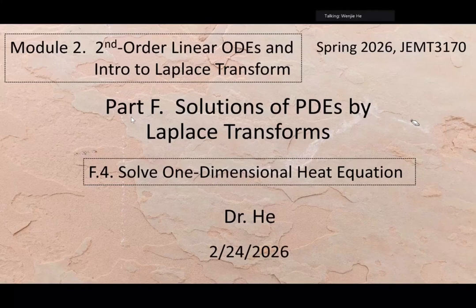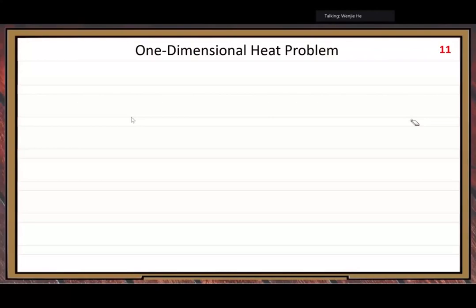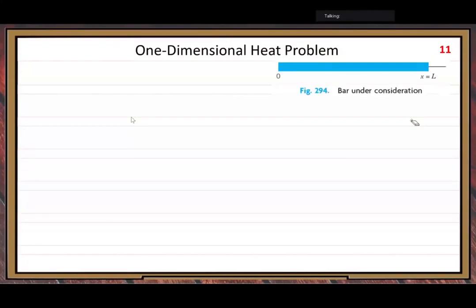The heat equation is slightly different if you compare it with the wave equation. Here we consider a bar. The length is capital L. The left end is at 0 and the right end is at x equals L. This is the bar under consideration, a one-dimensional heat problem.